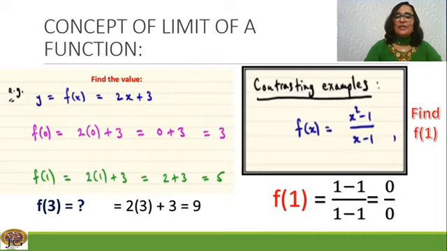So f(1) is equal to 1 minus 1, that's a 0, upon 1 minus 1. So you get a 0 in the numerator and a 0 in the denominator also. I am sure some of you may not have done this calculation. Trust me, my dear student, if you have a calculator near you somewhere, just type 0 divided by 0.